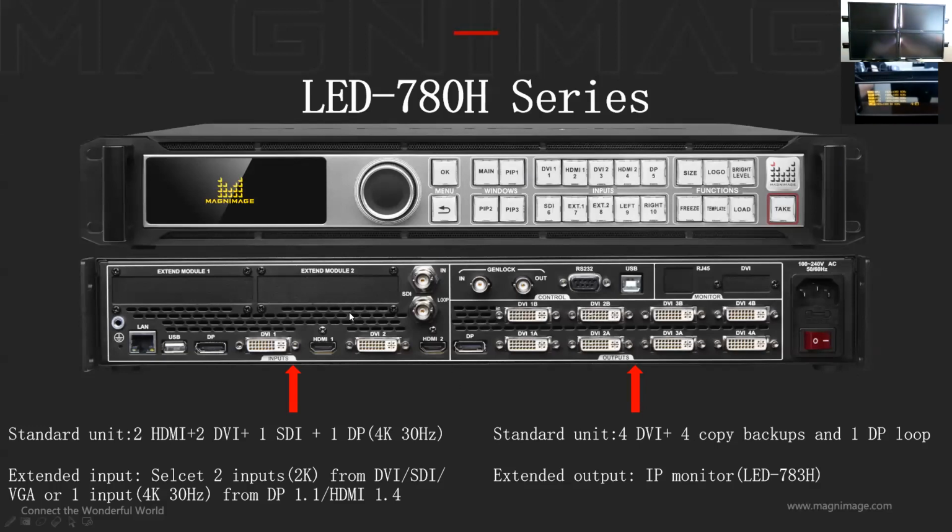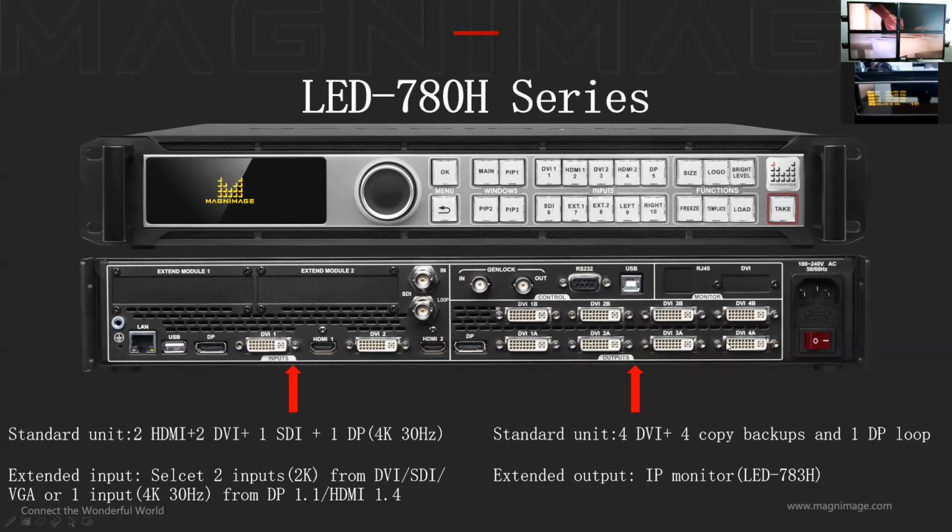From the middle line, the left part is the input part. The right part is the output part. This one is a standard unit. It has 2 DP, 2 HDMI, 1 SDI, 1 DP, and you can add 2 more extended modules. The extended module includes 2 from DVI, SDI, and VGA, or 1 4K 30 Hz selection from DP 1.1 and HDMI 1.4. USB is for upgrading.